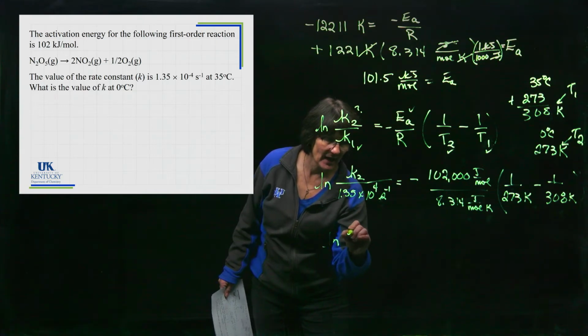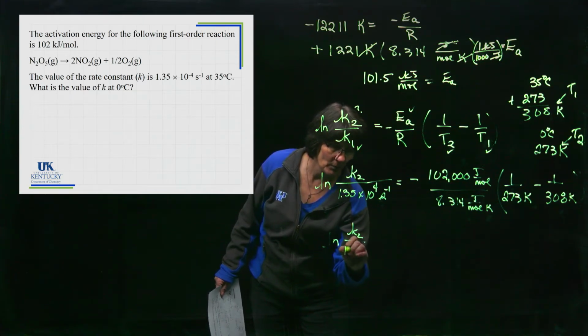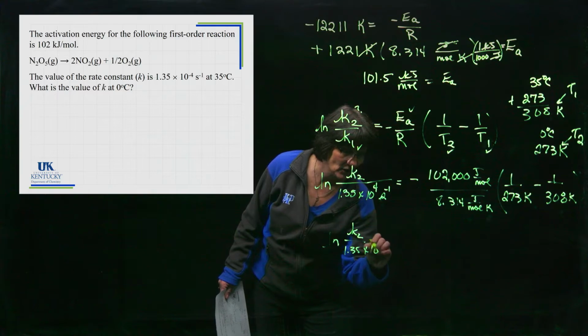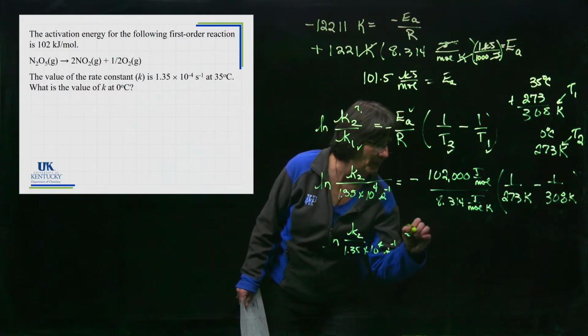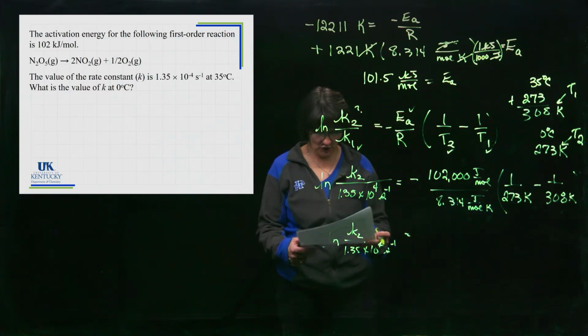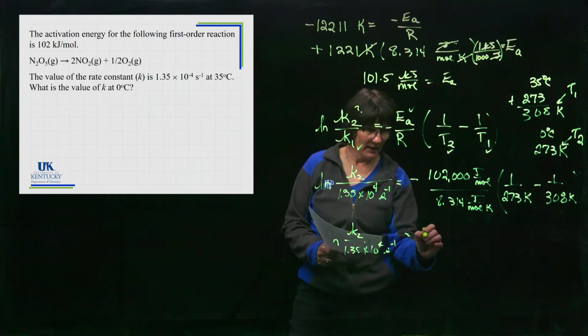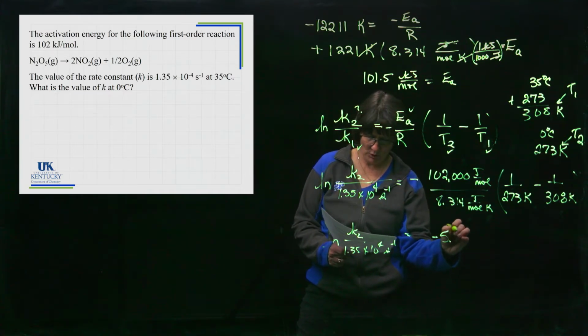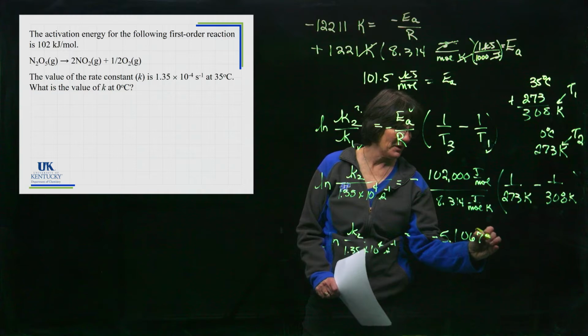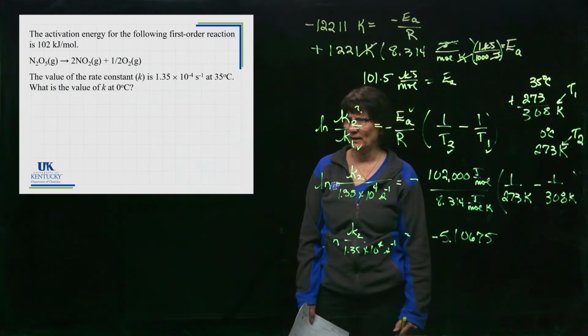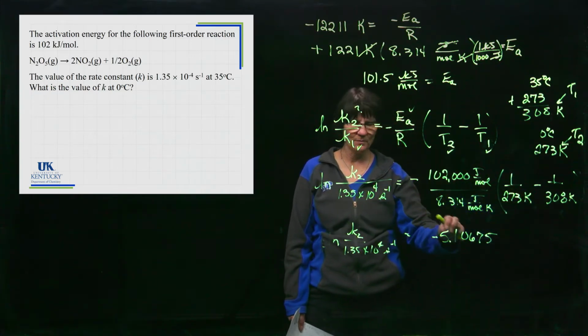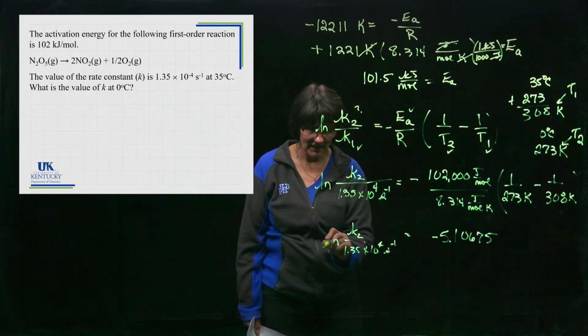I'm not going to change this part, the natural log of K2 over 1.35 times 10 to the 4th seconds to the minus 1. If I put all of this into my calculator, I'm going to get a negative 5.10675. I'm carrying extra sig figs along the way. So that's what all of this portion equals. Now I've got to get inside of here and get my K2.